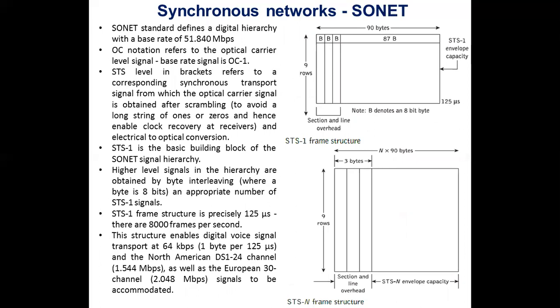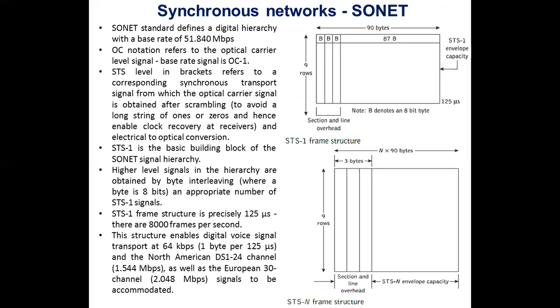The frame structure for the SONET has a time period of 125 microseconds, because there are 8,000 frames per second. This structure is used in North America with a DS1 24 channel, transporting 64 kbps of data. Therefore, the total data rate becomes 1.544 Mbps, which is the basic rate. And it can also be used in the European countries using 30 channels with a total data rate of 2.048 Mbps. So this is the use of the SONET network.